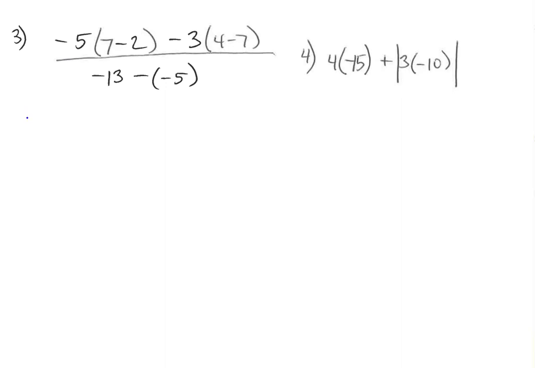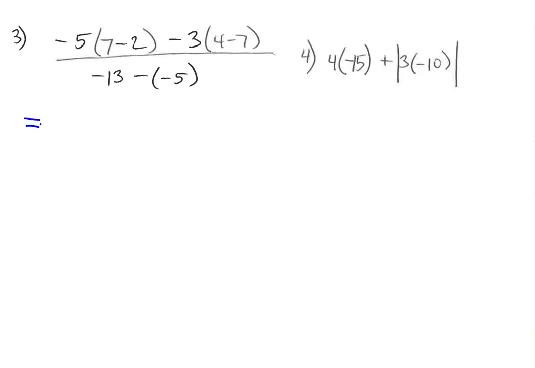So this problem reads, as it begins here, with a numerator of negative 5, open parenthesis, 7 minus 2, close parenthesis, minus 3, open parenthesis, 4 minus 7, close parenthesis. That's the numerator. The denominator is negative 13 minus, open parenthesis, negative 5, close parenthesis.